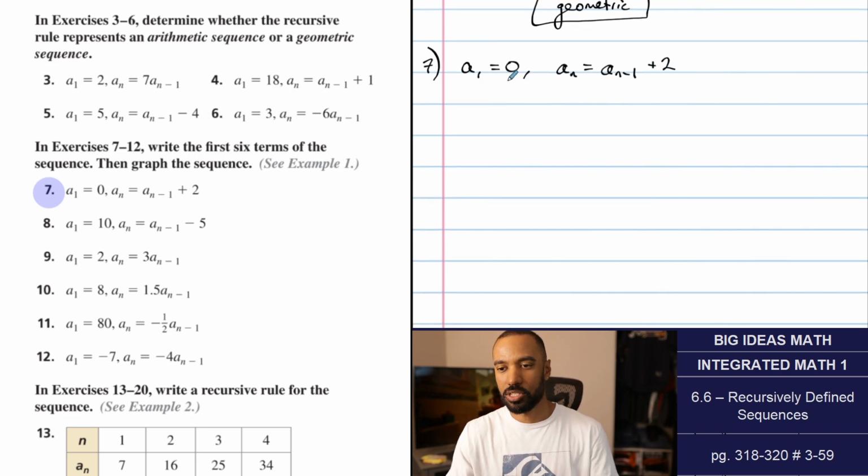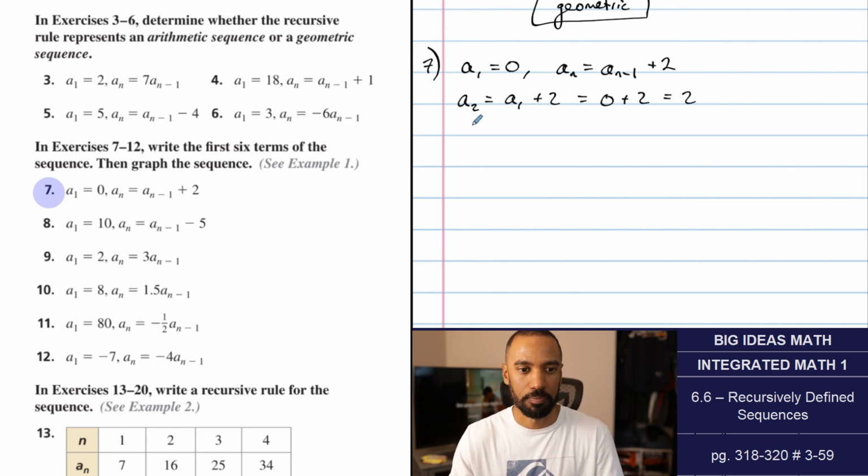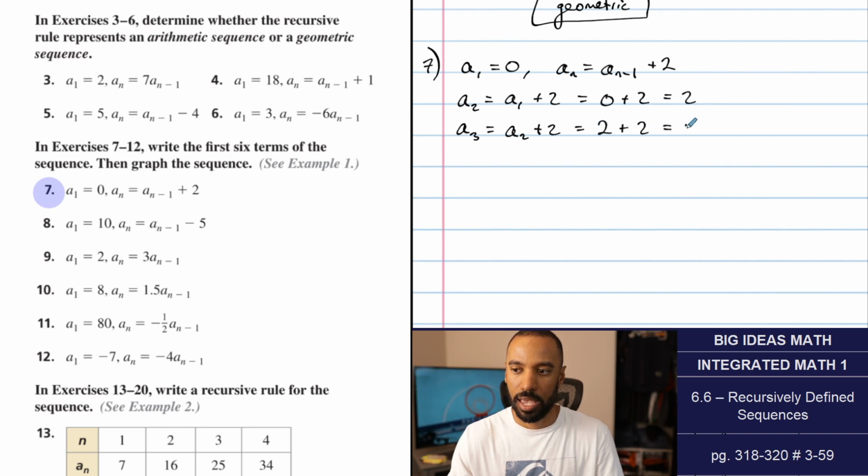So the rule is here, right? We have a sub 1 is 0, and the next term, you take the term before it and add 2. So like the second term, you take a sub 2 minus 1, which is a sub 1, and you add 2 to it. A sub 1 is 0, and 0 plus 2 gives you 2. So that's the second term. They said to write the first 6 terms. So we have terms 1 and 2. Term 3 takes the second term and adds 2 to it, and the second term is 2. And you add that and get 4.